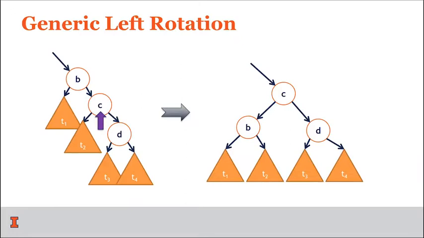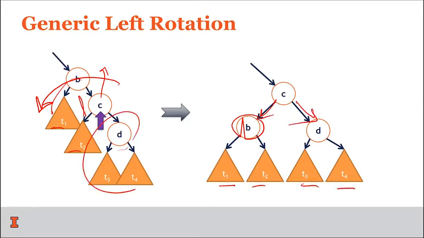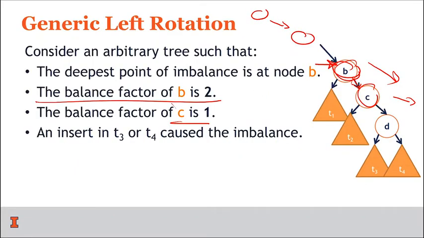Doing a left rotation means bringing C up and making it the tip of the mountain and rotating everything to the left. That brings B down and attaches C to B. So looking at T1, T2, we see T1 and T2 are attached to B, C is attached to B and D, and finally T3 and T4 remain attached to D. We call this rotation a left rotation, and this rotation occurs whenever the deepest point of imbalance has a balance factor of 2, and the balance factor of the node that follows has a balance factor of 1. Anytime this occurs, we can do a left rotation to repair this imbalance.